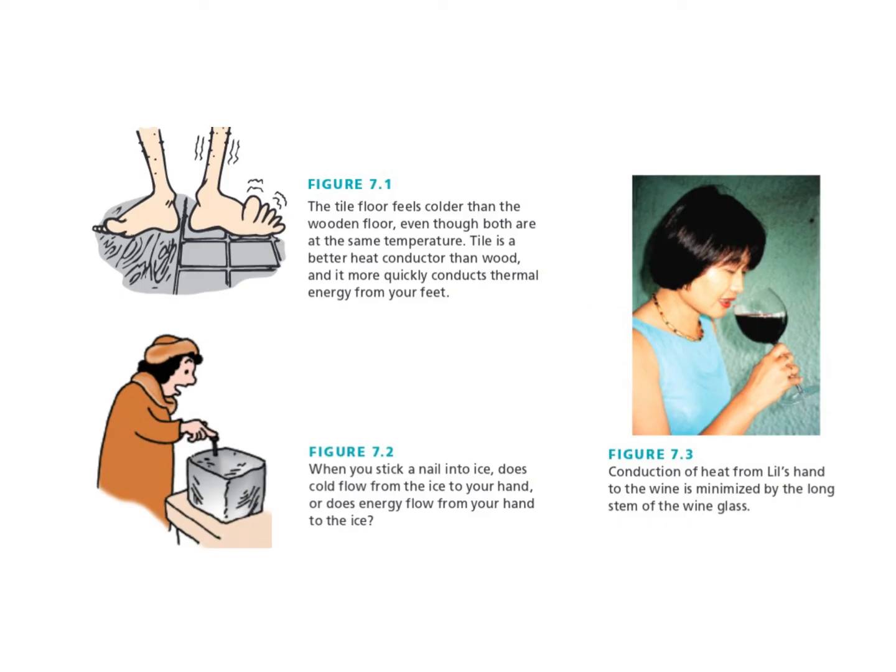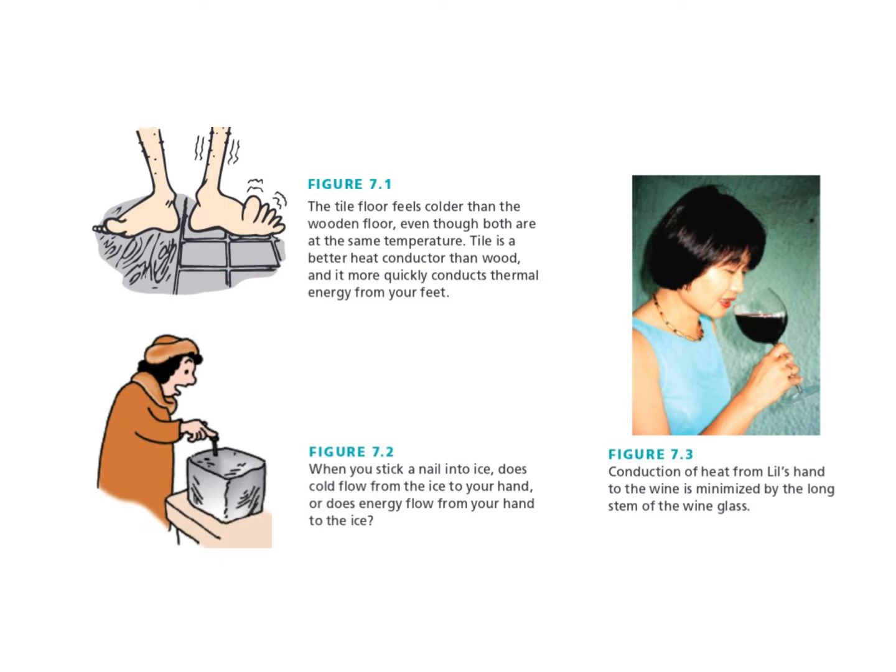Here we can see some examples of the flow of heat happening through the process of conduction. So figure 7.1, you have this guy, he is standing on a floor, but here's a wooden part of the floor and here's the tile, so maybe this is his living room, it's got a hardwood floor, and this is his kitchen, which is tiled. And you may have experienced this yourself. You step on the tile, it feels colder. But what's weird about this, if you were to put a thermometer here and a thermometer there, the thermometers would read the same temperature. He's not actually at a lower temperature, it just feels that way.